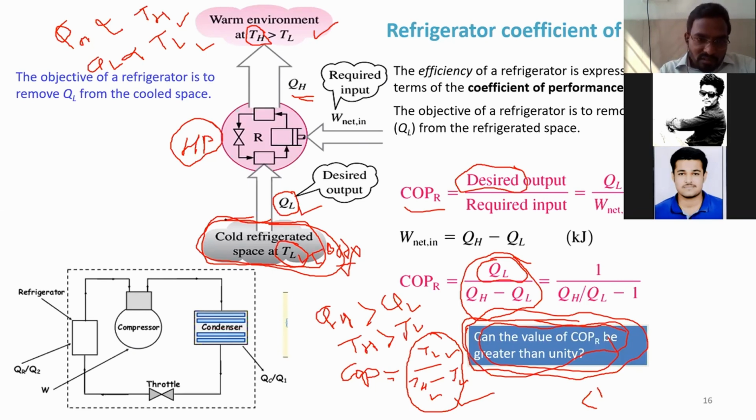Now this will be replaced by atmosphere, and this will be replaced by our house. You got the difference? Now the body has been replaced by atmosphere and atmosphere has been replaced by body. I am considering the house as a body whose temperature is to be maintained. So when you replace that atmosphere and body with each other, you will get refrigerator and heat pump.